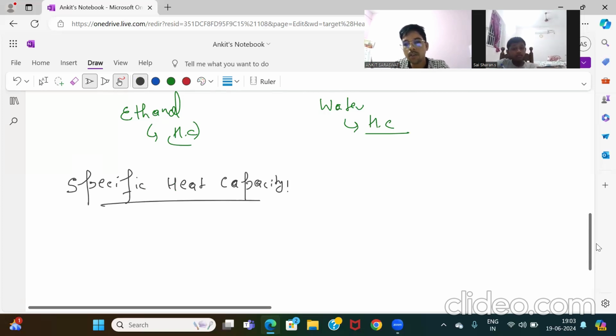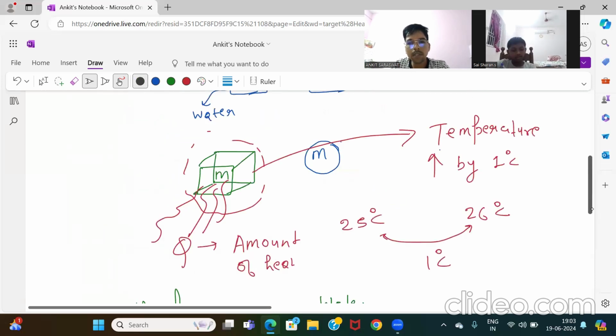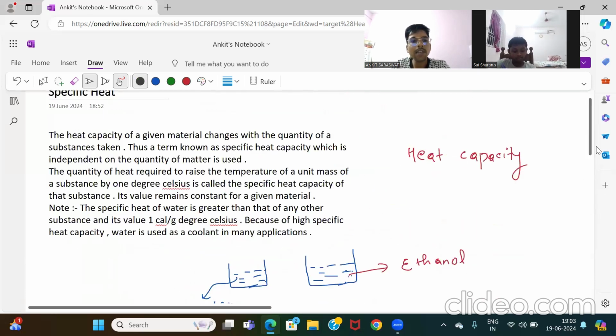For example, I have written this. What is specific heat capacity? The heat capacity of a given material changes with the quantity of substance taken. For example, if I am taking 1 kg of water, it is having different heat capacity. If I am taking 2 kg of water, it is having different heat capacity. If I am taking 100 kg of water, it is having different heat capacity. Heat capacity means, if you take, mass is different.